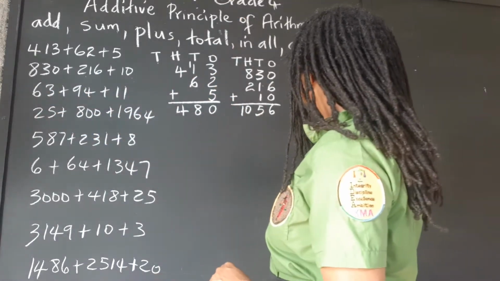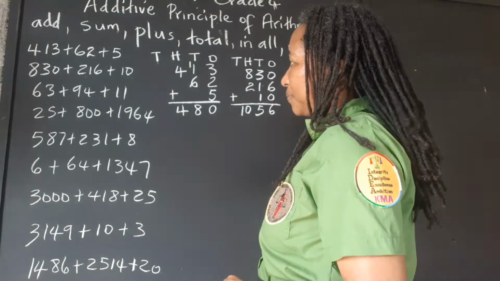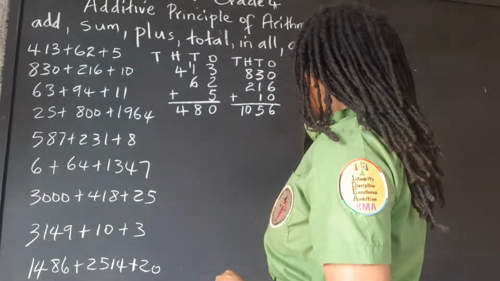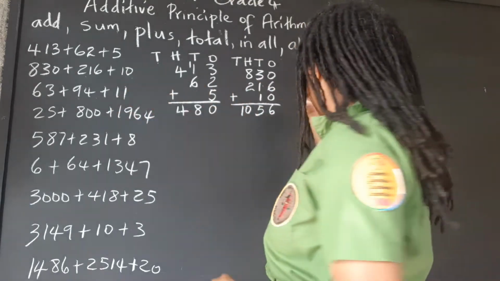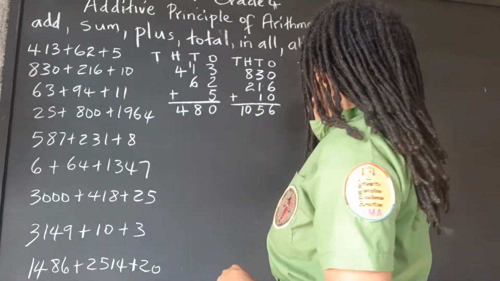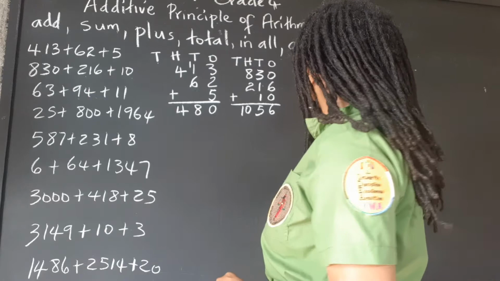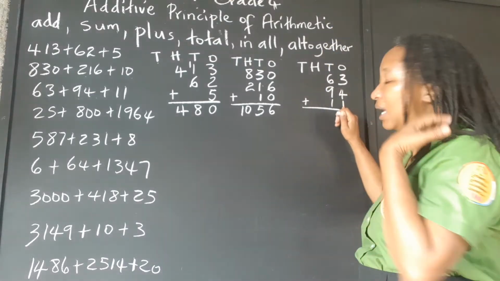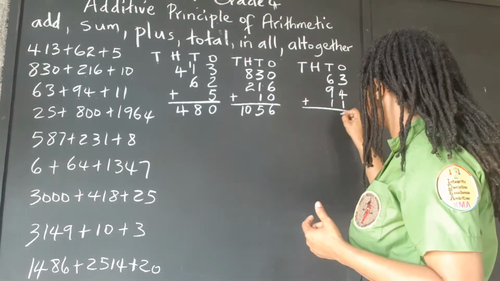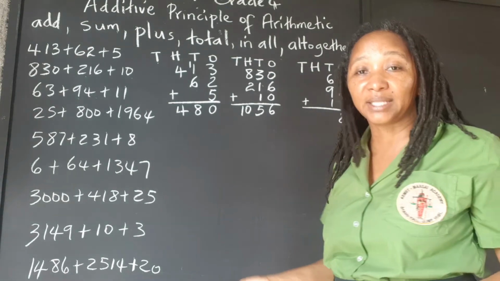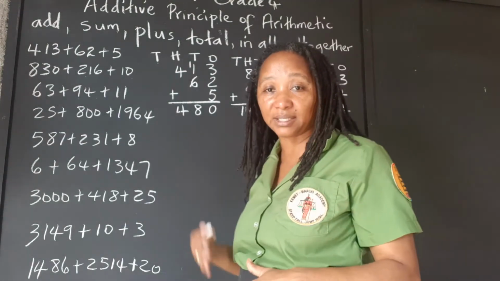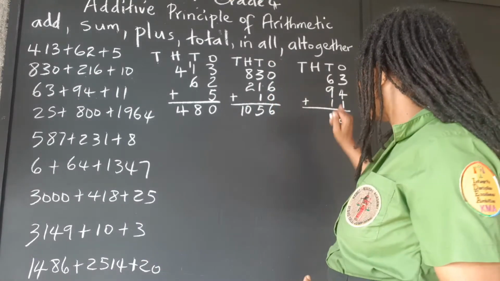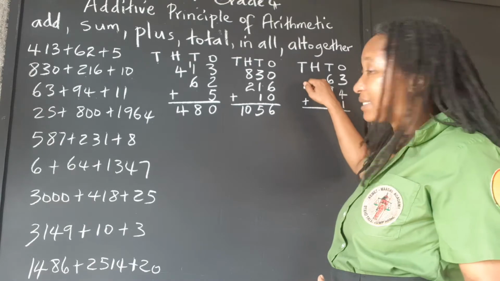63, so that's 6 tens, 3 ones. 94, 9 tens, 4 ones. 11, that's 1 ten and 1 one. Okay. 3 plus 4 is 7 and 1, 8. We can put down the 8 because remember we said 9 is the highest that we can put in the place. 9 and 1, 10 and 1 and 6, 16.